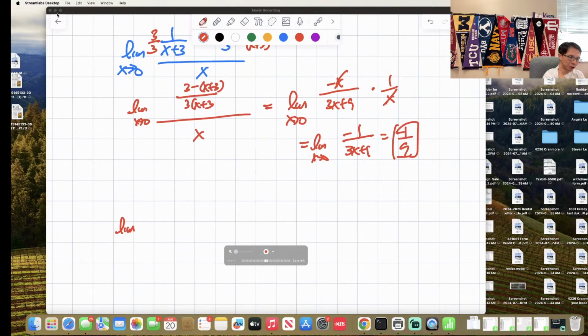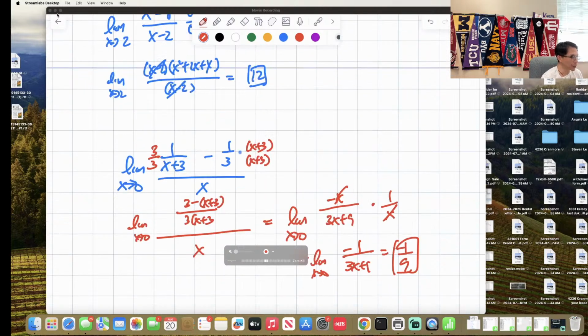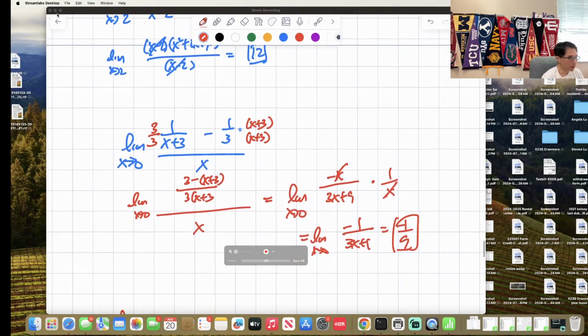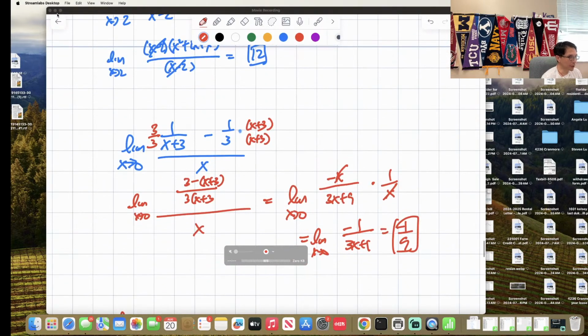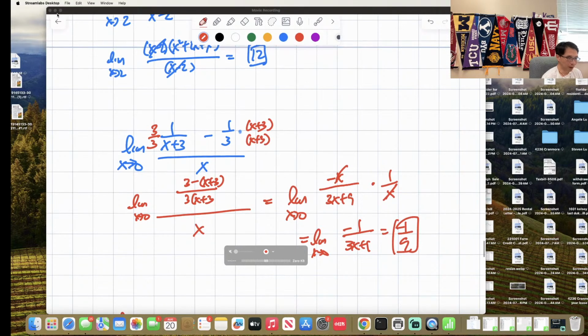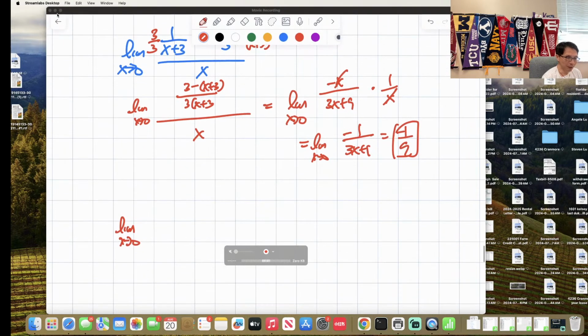Next one. The next situation that you might have. What happens when the limit of x over root x plus 1 minus 1? We did this last year as well.